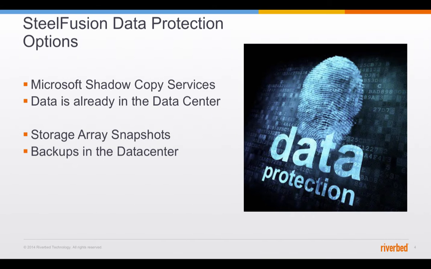Here are your options of data protection with SteelFusion. The first one is irrespective of backup. Enable Microsoft Shadow Copy services. This is one of the easiest ways of providing data protection. Shadow copies for shared folders provide point-in-time copies of files that are located on file servers. With shadow copies for shared folders, users can quickly recover deleted or changed files stored on a network without administrator assistance. That'll increase productivity and reduce administrative costs.